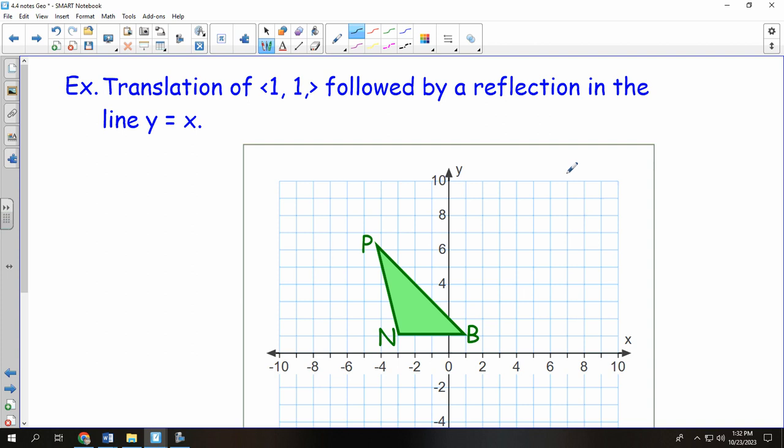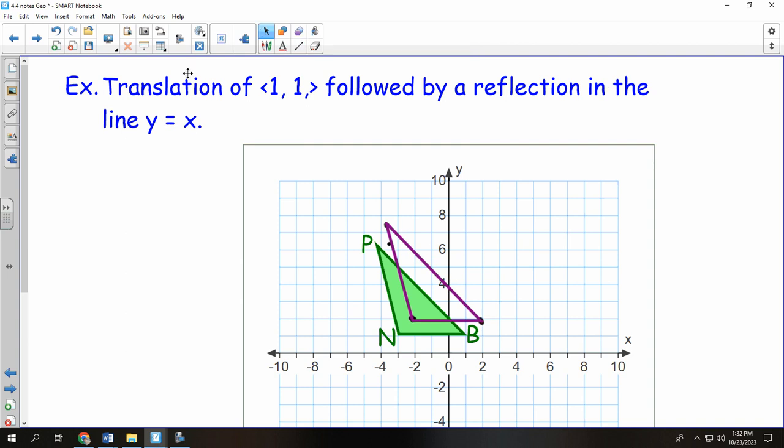Let's take a peek at this one. I'm just giggling because I don't know what happened to P here, but it did not end up on any corner, but that's okay. We don't need it. Translation of 1, 1. So we're going to move everybody over 1, up 1, and this goes over 1, up 1. B goes over 1, up 1. So this isn't our resting place. This is kind of we're in transition.